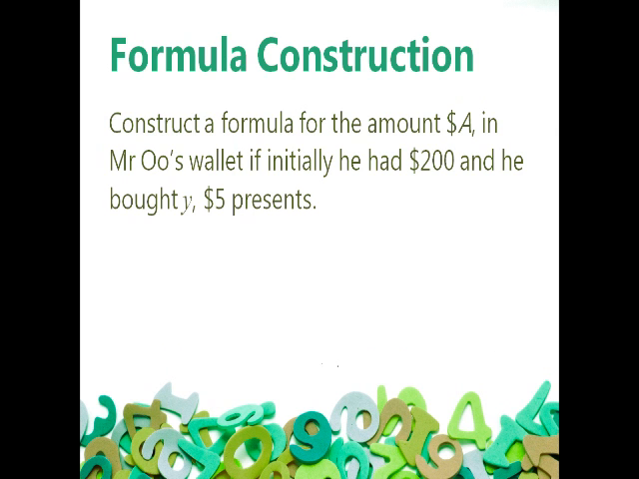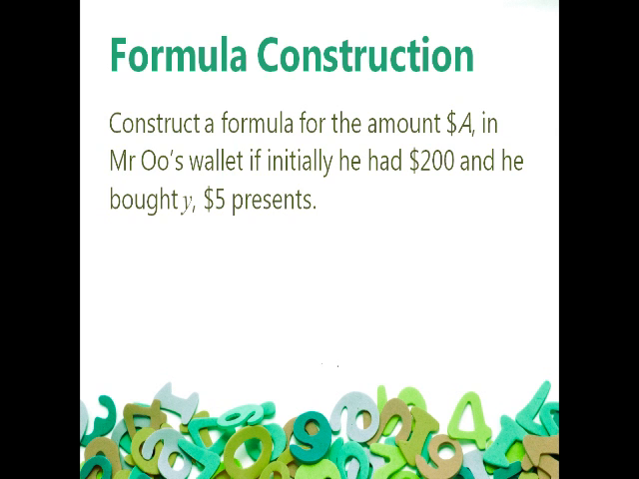Another example we can look into now, rather than just a general formula, is being given a statement, and we will have to generate a particular formula on our own. So construct a formula for the amount $A, which we are not sure what it is, and again this is a variable. In Mr. O's wallet, if initially he had $200 and he bought Y $5 presents, so Y here is the number of presents that Mr. O has actually bought, and each present costs $5.